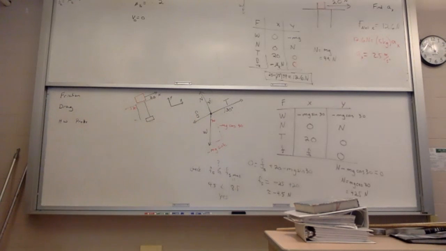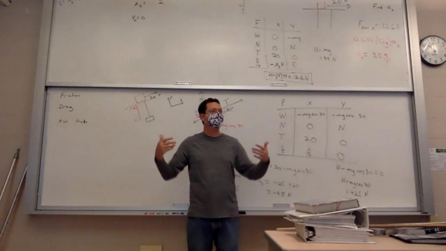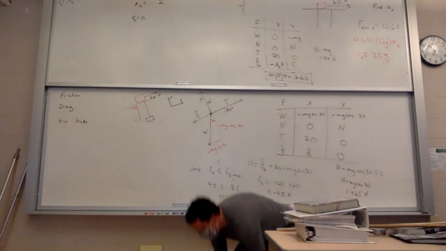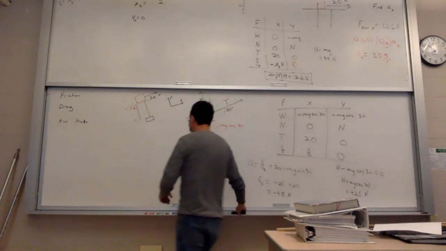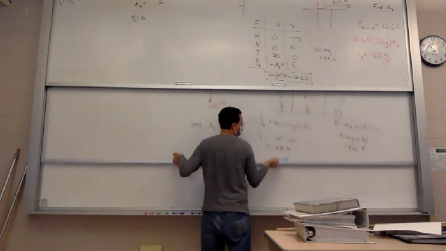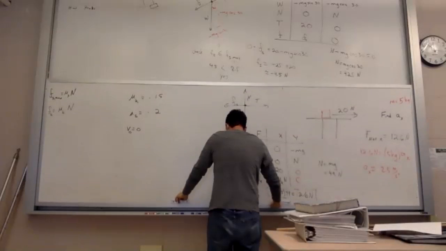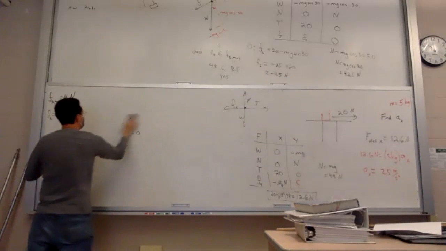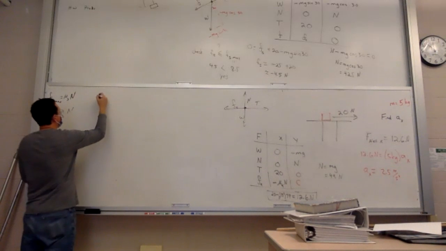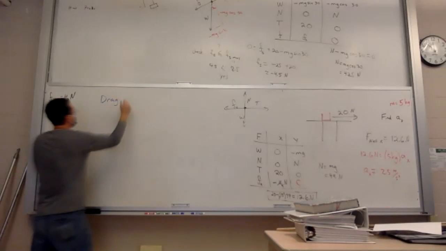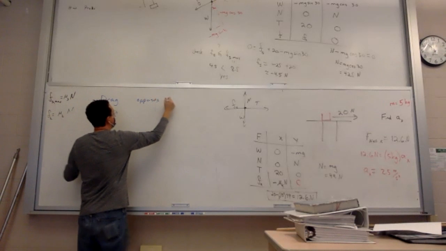Compare that acceleration to that acceleration. There's clearly a difference. So wind resistance has different variables than dry friction. I'm going to give you the formula for it. So wind resistance opposes motion, so drag force. Drag or wind resistance opposes motion.